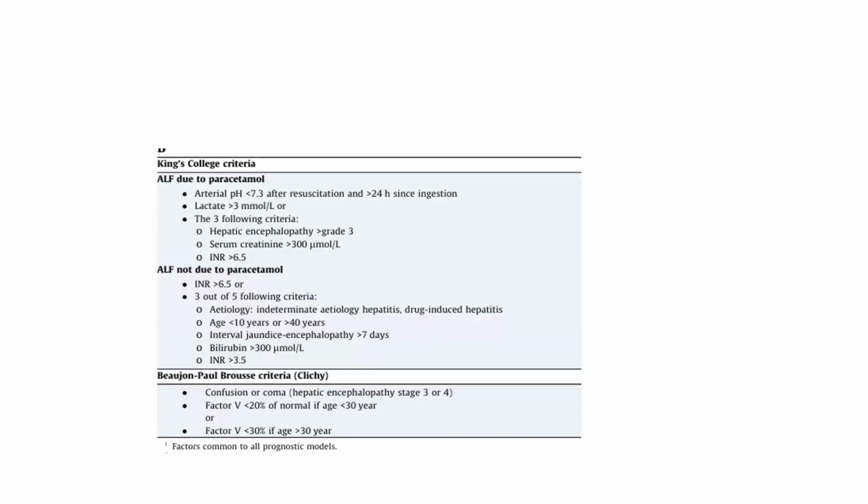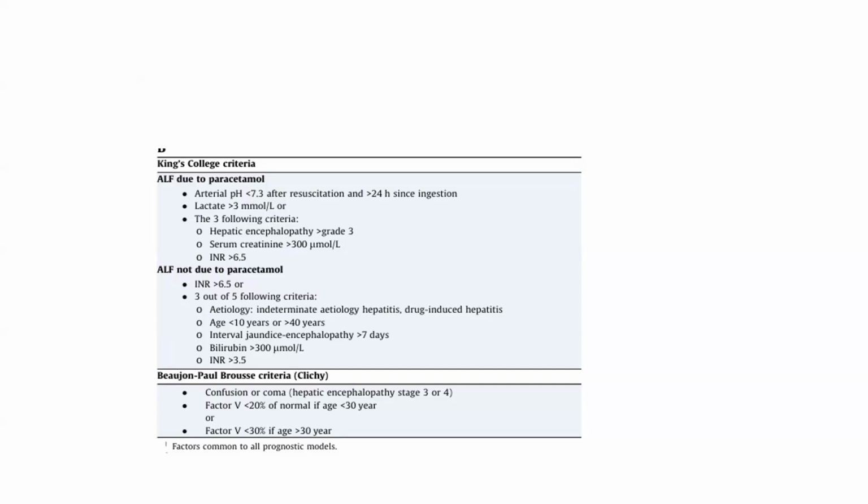So these are the criteria for liver transplantation. According to the King's College criteria, if the ALF is due to paracetamol, then the criteria are pH should be less than 7.3 after resuscitation and more than 24 hours since ingestion. Lactate should be more than 3, or all 3 of the following criteria should be met: hepatic encephalopathy of more than grade 3, serum creatinine of more than 3, and INR more than 6.5.